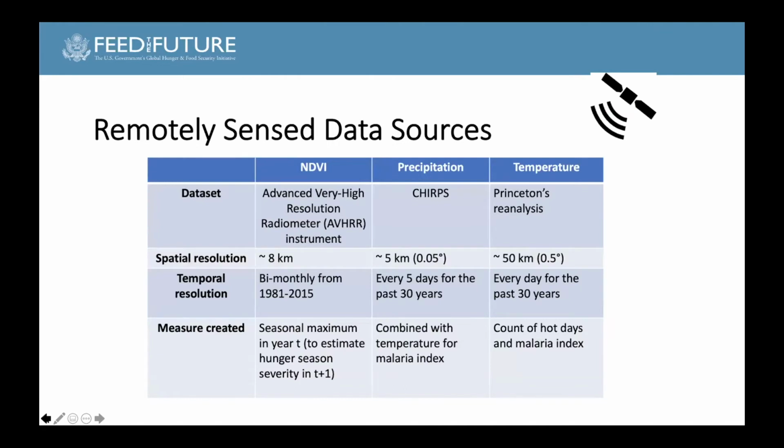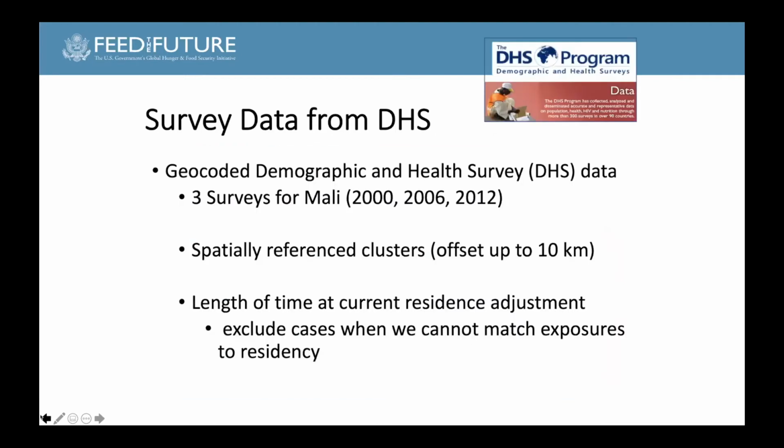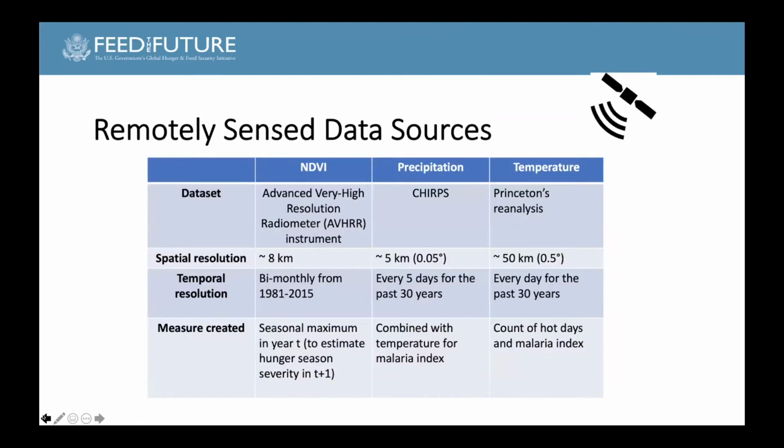Okay, so now we're going to talk about the types of data. So we use different remotely sensed data to capture these things. There's a bunch of options that we had, different temporal resolutions, different spatial resolutions. And so we selected the ones that made the most sense to capture the thing that we were talking about in our country setting.